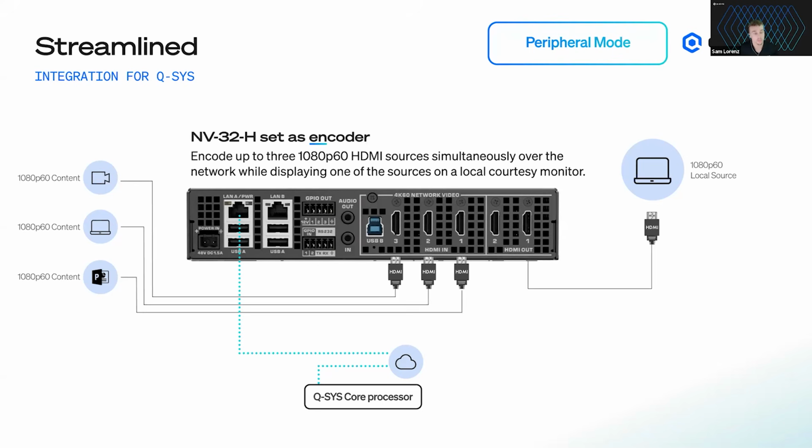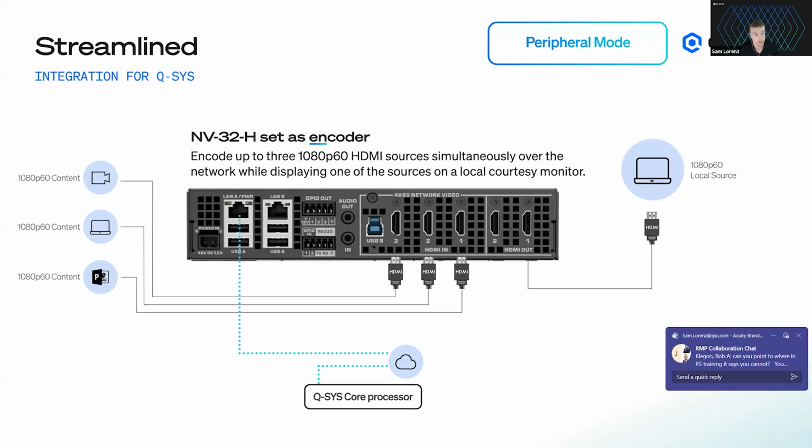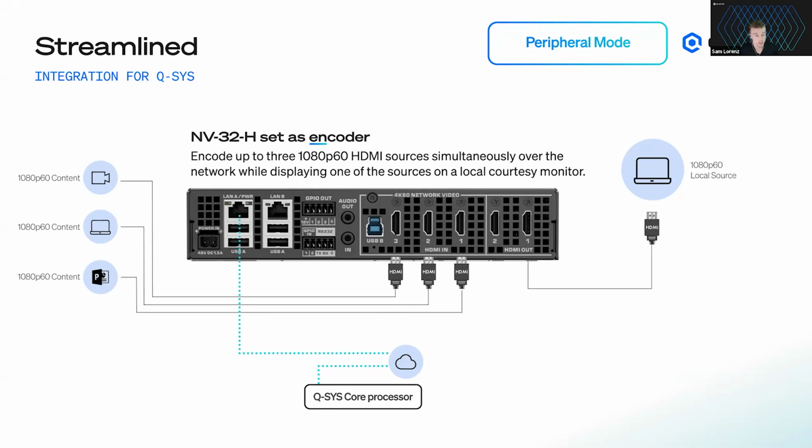So you have a couple different options when you set it as an encoder. You're able to encode up to three streams at one point. That being said, those three streams, due to network bandwidth, will only be 1080p 60. I think I have a slide in the next one. Yeah, I'll go to the next one first.